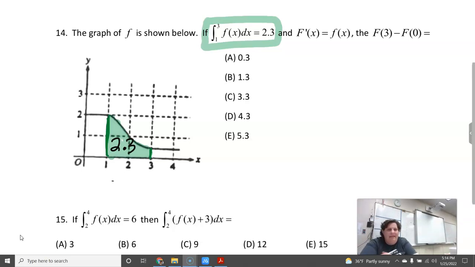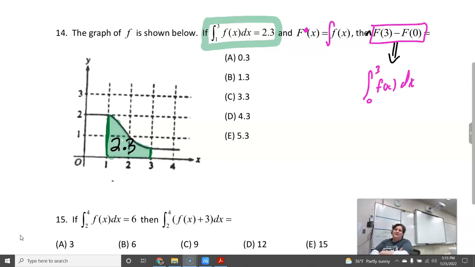Okay? It says big F prime is little f. And then what's big F of 3 minus big F of 0? Okay, let's translate this, you guys. If capital F prime is little f, another way of saying it would be the integral of little f equals capital F, okay? So the integral of little f equals capital F, and if I'm going 3 to 0, that means the integral from 0 to 3.